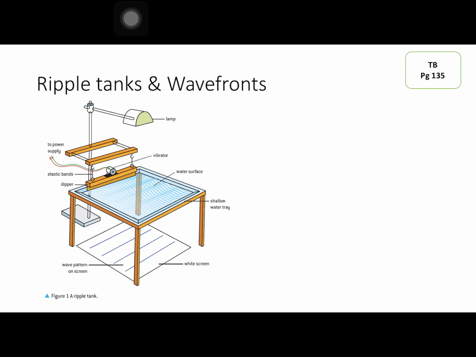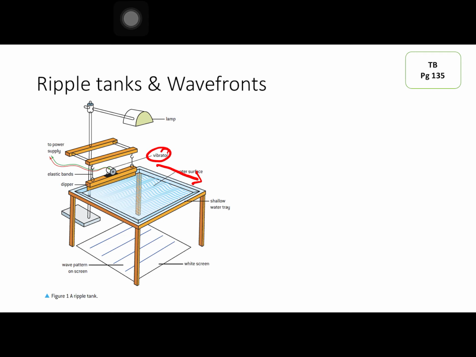Now on page 135 of your textbook, you can see this diagram. And this is basically a ripple tank where you have a vibrator creating waves from one end, and the wave will move towards the other end. And at the bottom of the ripple tank, you will be able to see the wave pattern on the screen. So you'll be able to see white lines or bright spots, bright lines.